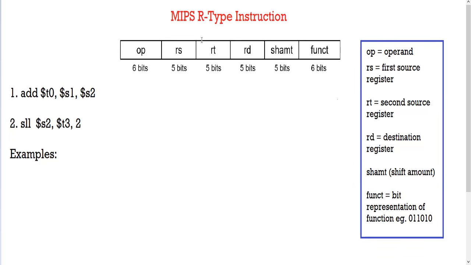Here we go. This one is for the MIPS R-type instruction. A quick recap of the introduction to MIPS architecture tutorial: in that tutorial we learned that there are basically 3 types of MIPS instruction formats. The first is R type, the second is I type, and the third is J type.